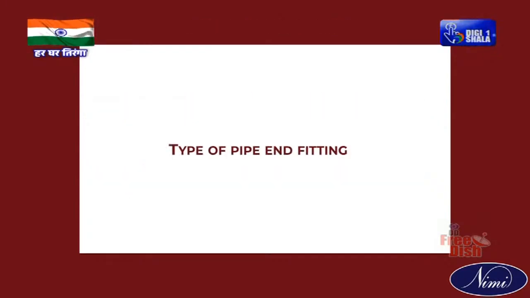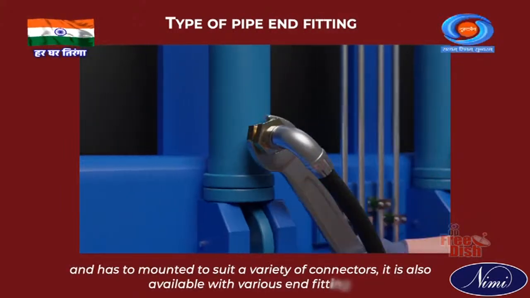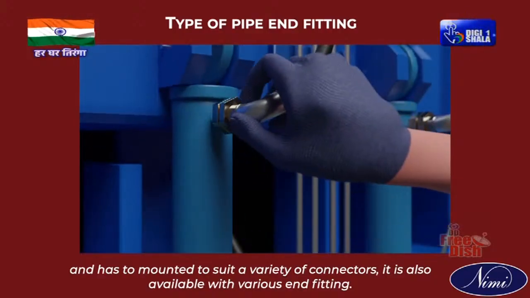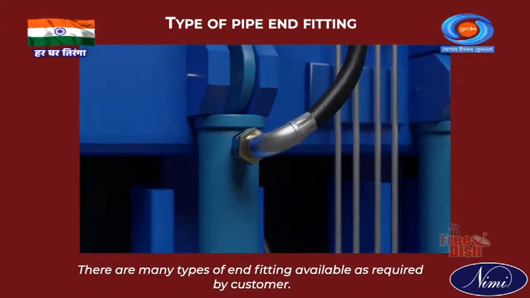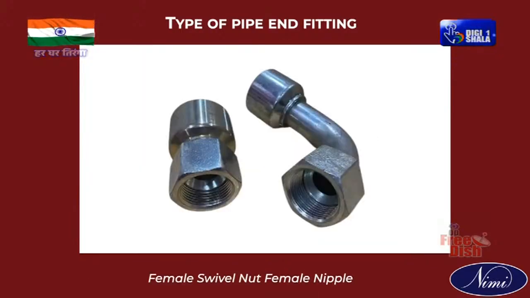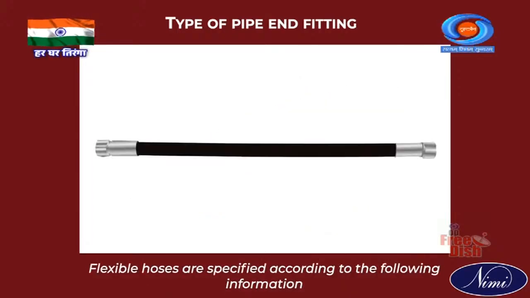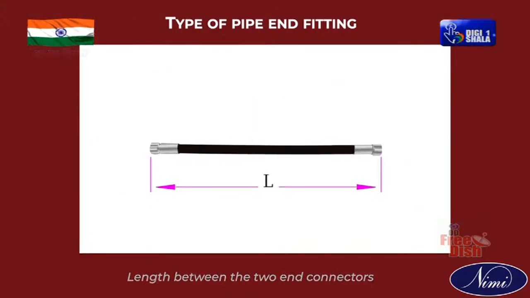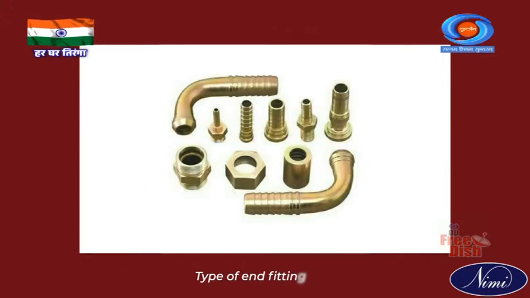Type of pipe and fitting. Since hoses are used in various applications and have to be mounted to suit a variety of connectors, they are also available with various end fittings. There are many types of end fittings available as required by the customer: threaded male nipple, female swivel nut, female nipple. Flexible hoses are specified according to the following information: internal diameter, length between the two end connectors, pressure and temperature withstanding capacity, type of end fitting.